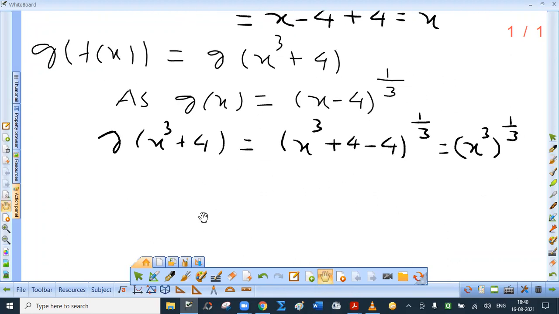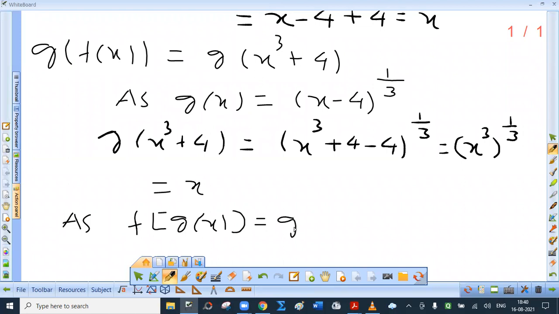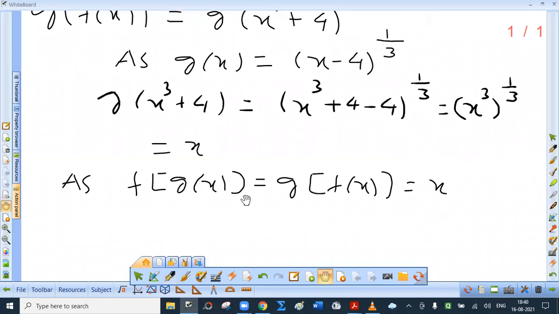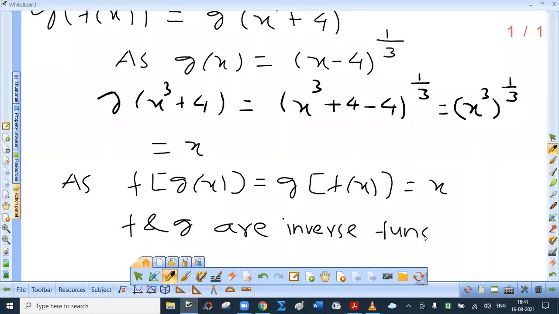See, presentation is important. After this, I have to say that f of g of x is the same as g of f of x equal to x, so f and g are inverse functions of each other. Okay.